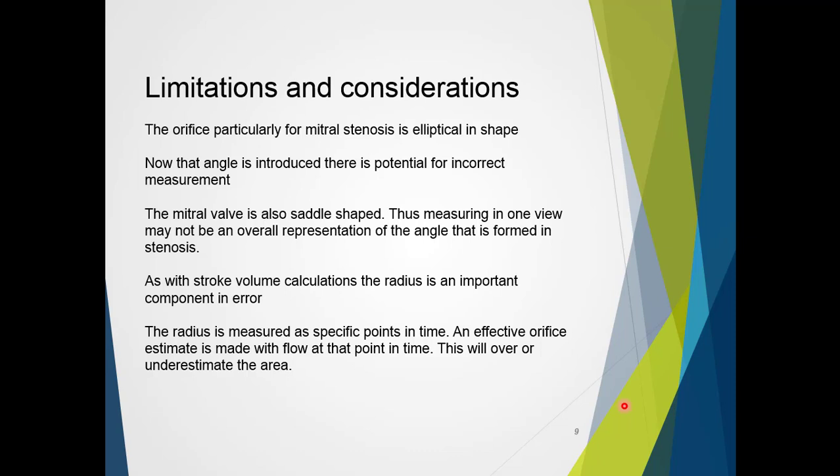The mitral valve is also saddle-shaped, thus measuring in one view may not give an overall representation of the angle as formed in stenosis. As with the limitations seen with other stroke volume calculations, the radius is an important component, and error in the determining of this value will lead to inaccurate valve areas. The radius is measured at specific points in time, such as early diastolic filling for the mitral valve. An effective orifice estimate is made with flow at that point in time. This may over or underestimate the true anatomical orifice area.